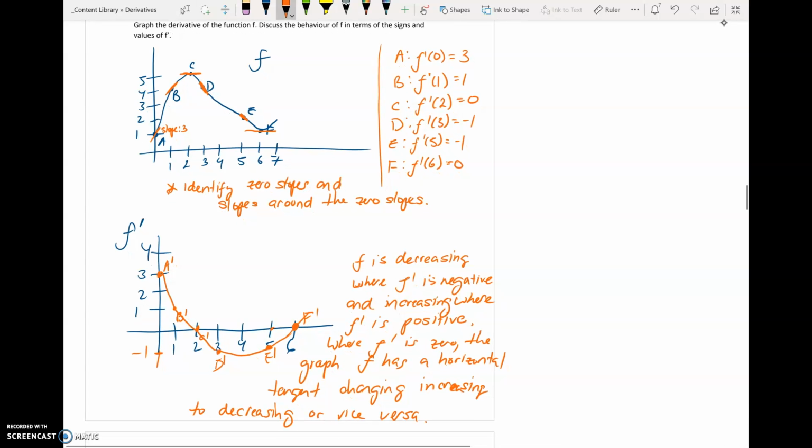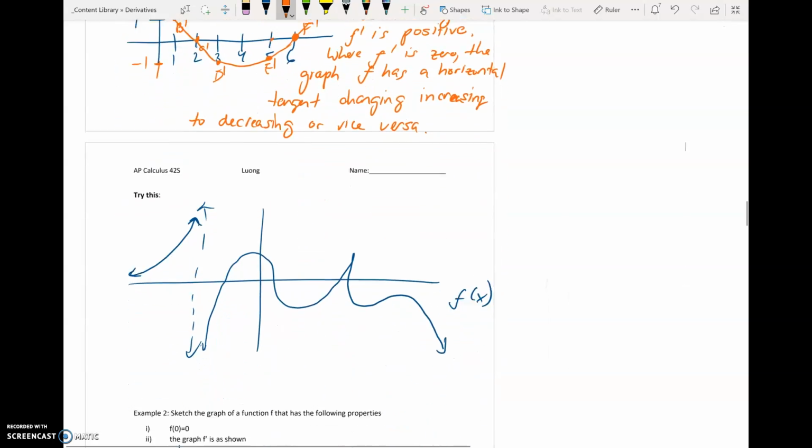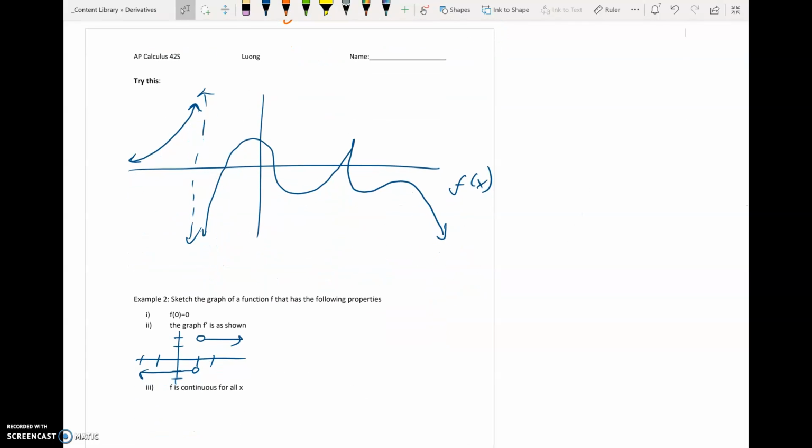Usually that means we're going to increase and then decrease. So we're changing from increasing to decreasing, or it could be from decreasing to increasing. So I want you to try it yourself. Copy this, and then we'll go through the answer together. Okay, if you're ready and you tried this question, then we can go ahead.